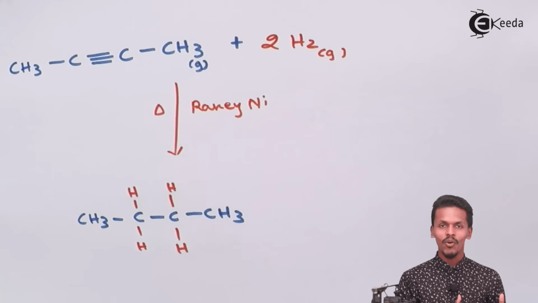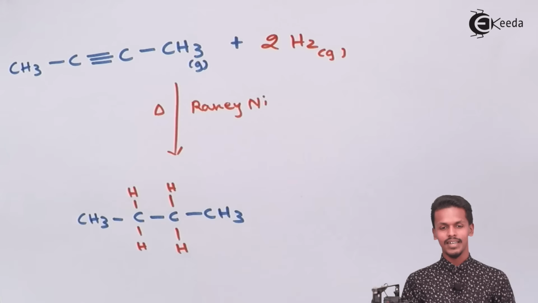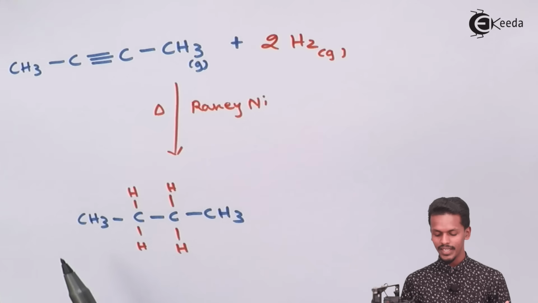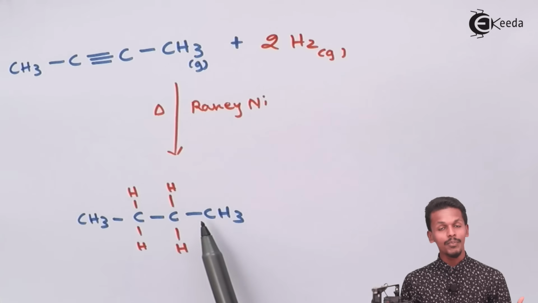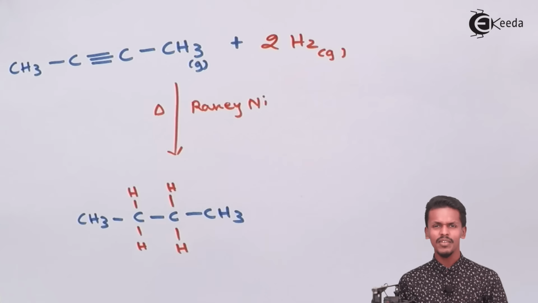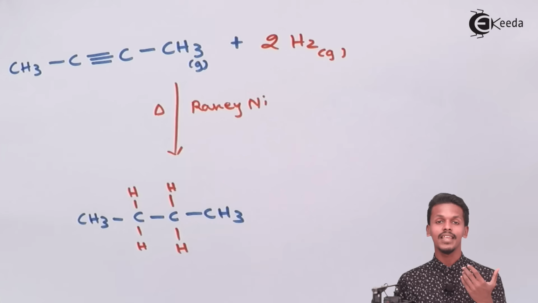But what would be the name of the product? It is very easy to understand that the product name would be methane, ethane, propane, butane, because 4 carbon atoms are there, so we could call it butane.